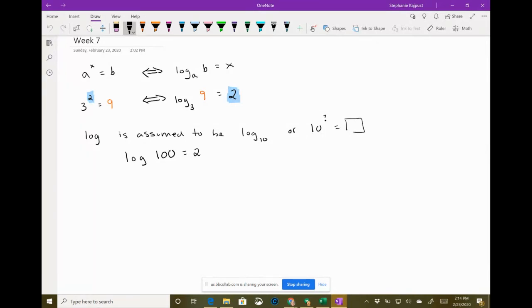Now the other type of log that we have is log base E, or natural log, and so that is ln. And I usually write it in cursive because otherwise it will look like this, and a lot of people think that it's a 1n, but it's the letter L.